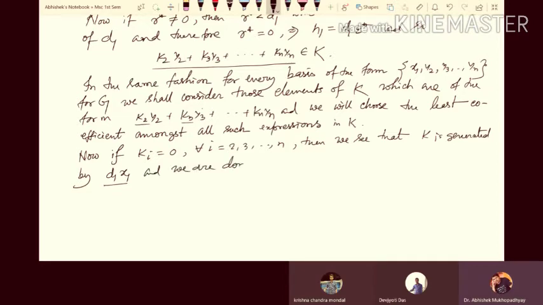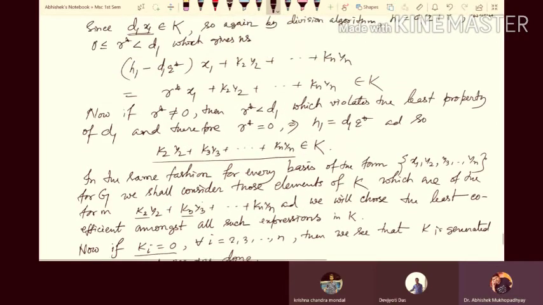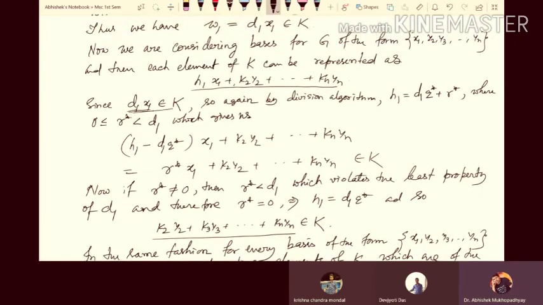So we have got one basis for K, which is D1 x1, since it is non-zero. If each of these coefficients will be 0 for all the cases, then K is generated by only D1 x1, since D1 x1, you see, it is in K.